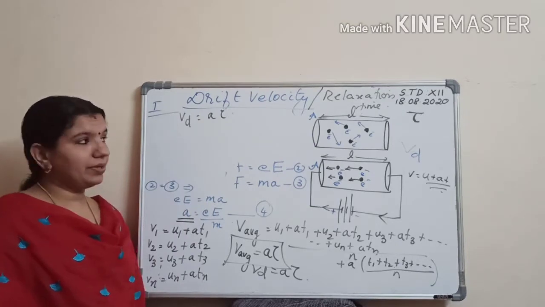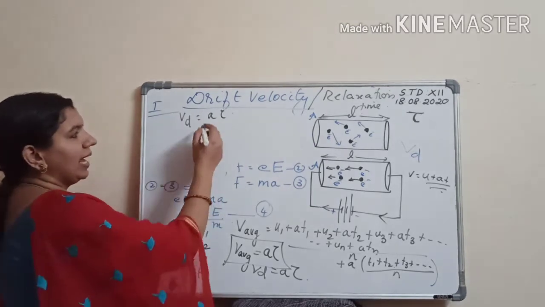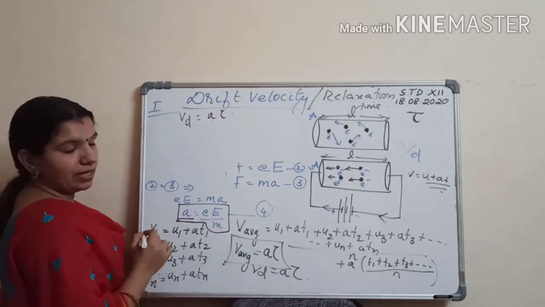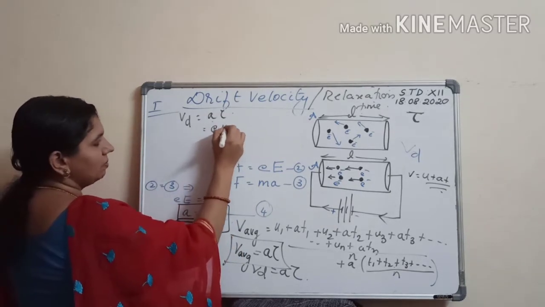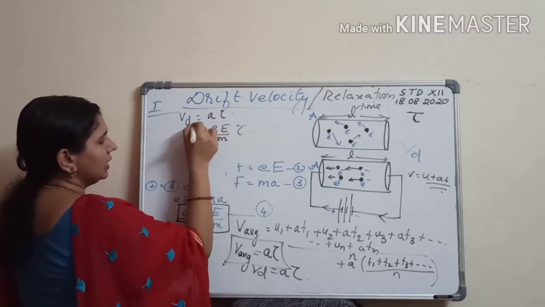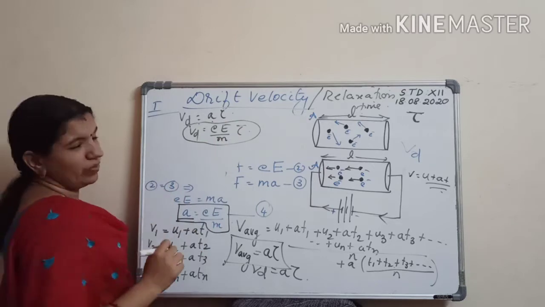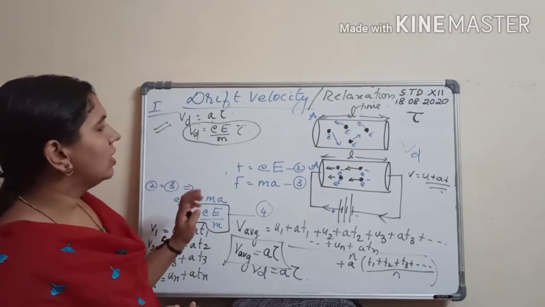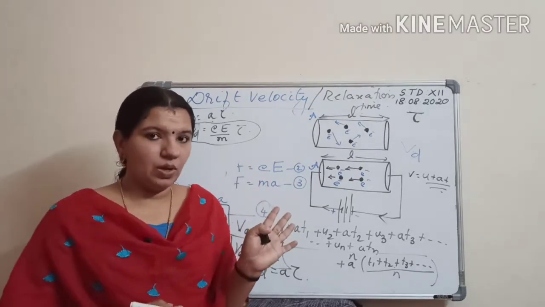So Vd equal to A tau. Now for A, I am substituting the value for acceleration here. That is E by m into tau. So Vd is equal to E by m into tau. Very, very important. Okay. So study well. Once again I will tell. This is an expression for drift velocity.